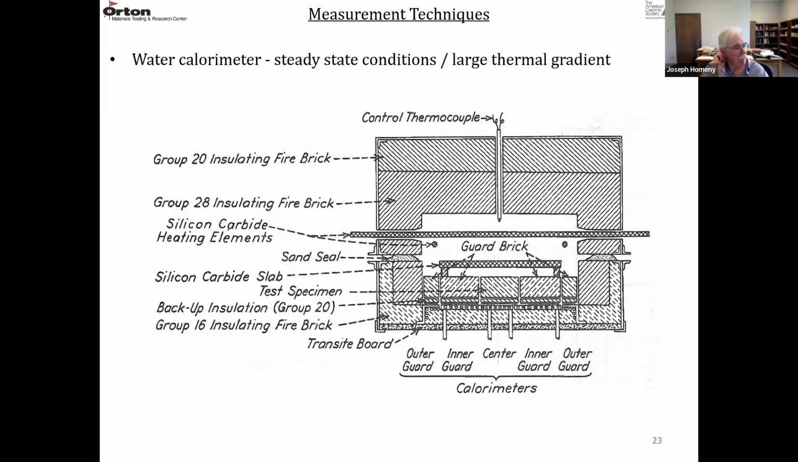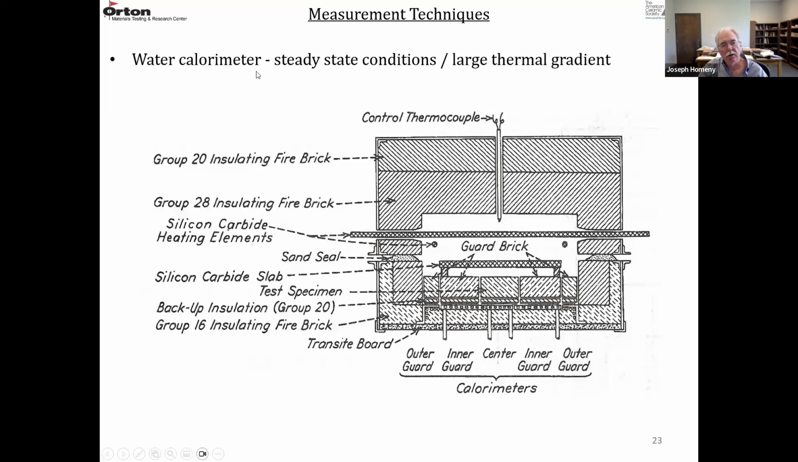So there's two common ways of measuring thermal conductivity of refractories. One is the water calorimeter. The other one is the hot wire technique. So I'll go over each one of those.